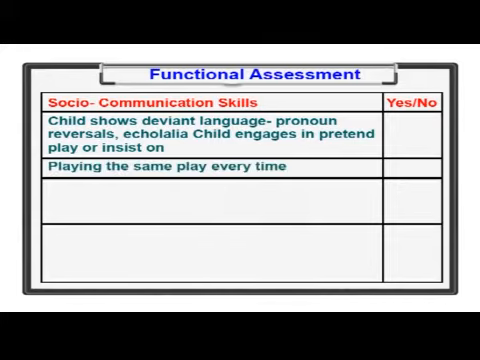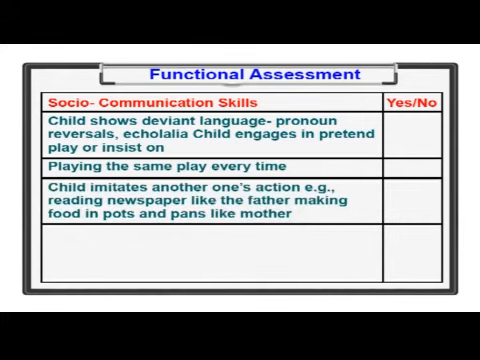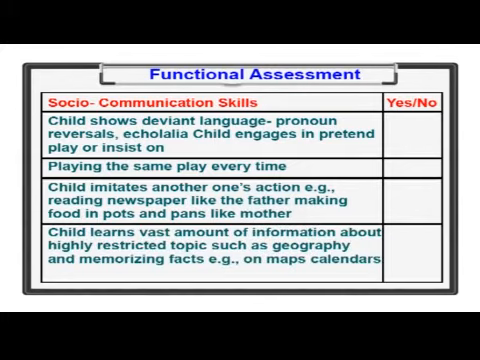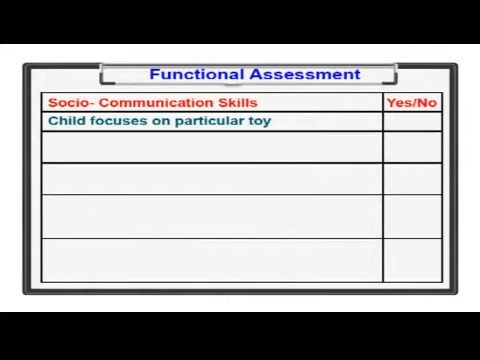See whether the child plays the same play every time. Child imitates another one's action. Example, reading newspaper like the father, making food in pots and pans like mother. See whether the child learns a vast amount of information about a highly restricted topic such as geography and memorizing facts, example, maps, calendars, etc. Child focuses on a particular toy.